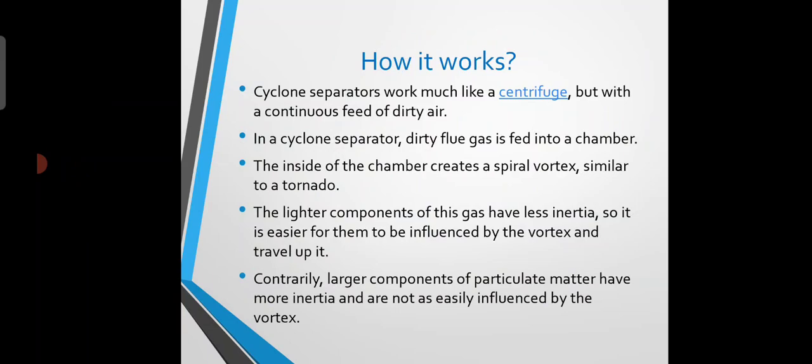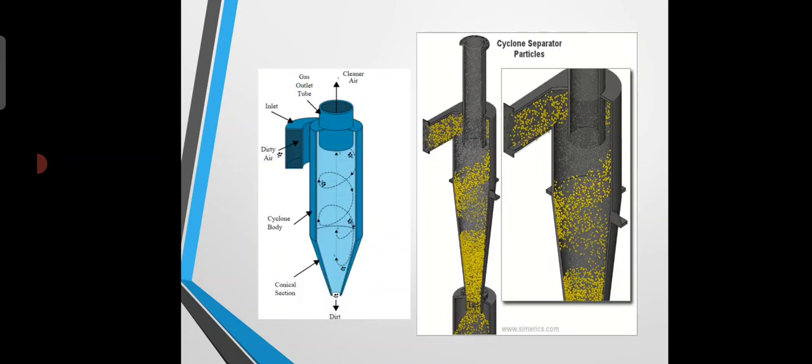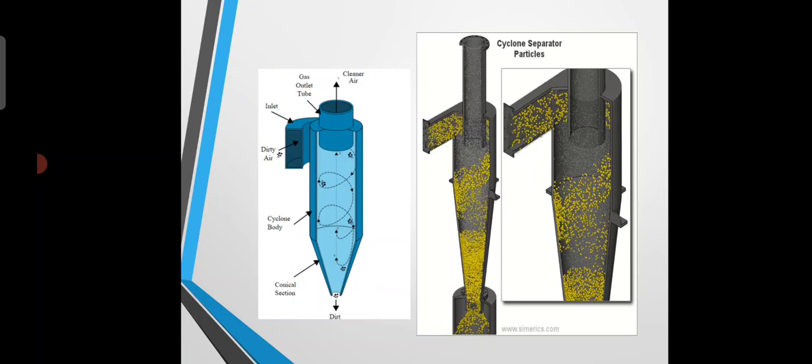In a cyclone separator, dirty flue gas is fed into the chamber. The inside of the chamber creates a spiral vortex. The lighter components of this gas have less inertia, so it is easier for them to be influenced by the vortex and travel up it. On the other side, larger components of the particulate matter have more inertia and are not as easily influenced by the vortex. Since larger particles have difficulty following the high-speed spiral motion of the gas in the vortex, the particles hit the inside walls of the container and drop down into the collection hopper. These chambers are shaped like an upside-down cone to promote the collection of these particles at the bottom of the container. The cleaned flue gas escapes out of the top of the chamber. So we can see the cross section of a cyclone separator.